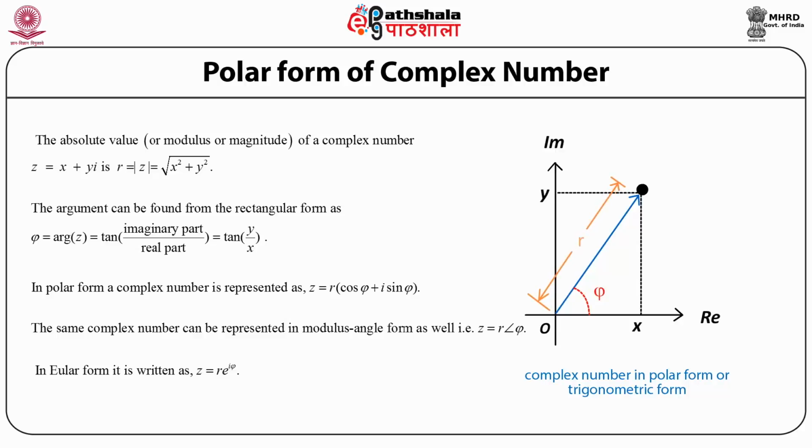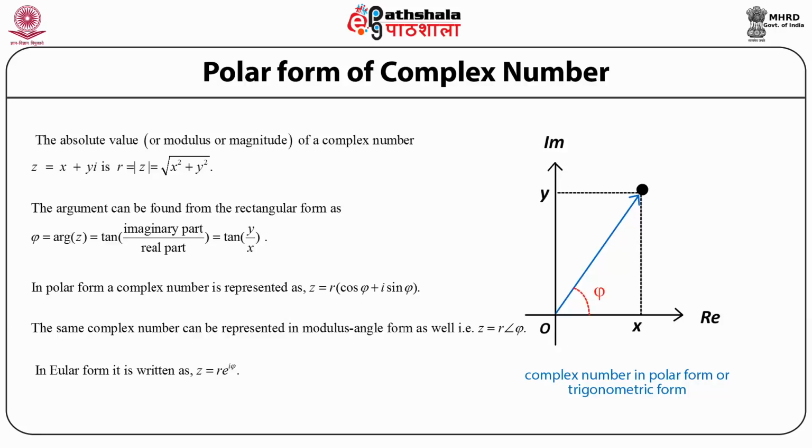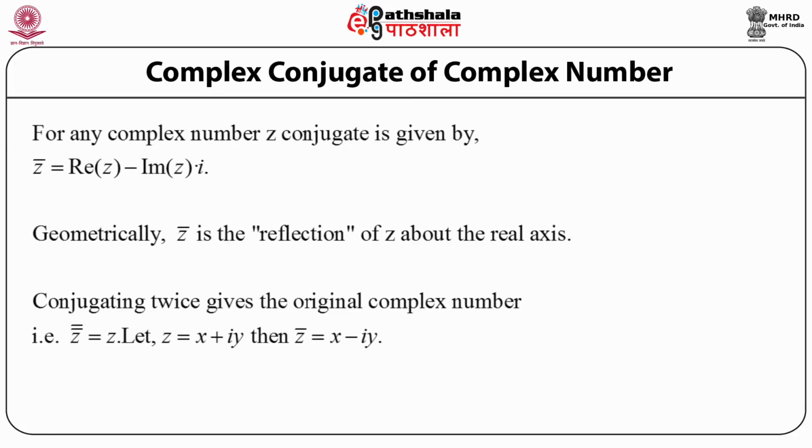In the polar form, the complex number z is equal to r, the amplitude, times cos phi plus i sin phi. The same complex number can be represented in modulus-angle form as well, where you write z is equal to r, then the angle symbol, and then phi. In the Euler form, it is written as z is equal to r times e raised to the power of i phi.